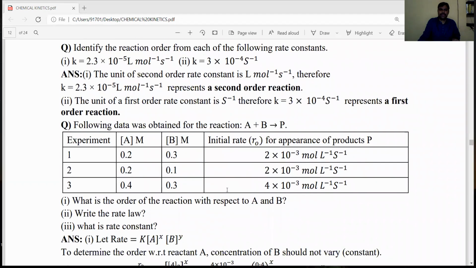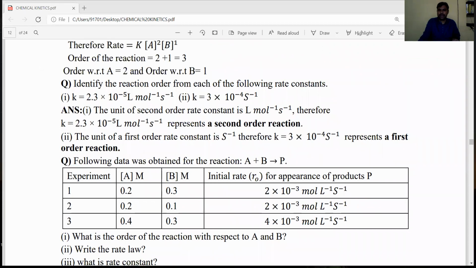Let's go to one more example, dear students. These problems were previously asked in JEE and board examinations also. Identify the order of the reaction from each of the following rate constants, which they gave with units. The first one, K equals 2.3 into 10 to the power of minus 5 liter mole inverse second inverse. These units, liter mole inverse second inverse, are for a second order reaction. That's why this K represents a second order reaction.